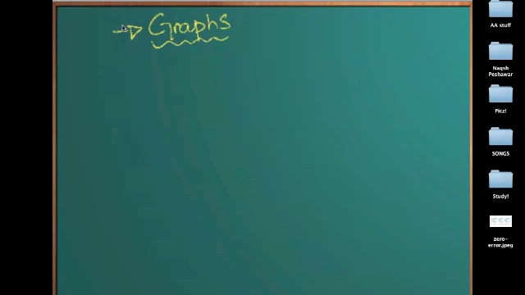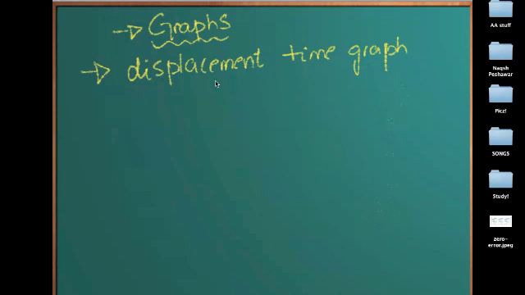So first of all, let's talk about the kinds of graphs that you have in your syllabus or that you will study at this level, at your IGCSE level. First of all, the first one is the displacement time graph. It is also denoted as an ST graph. In a displacement time graph, something like this happens. Take a line here.